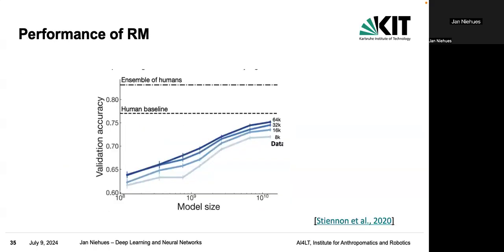How good does this work? Here are some examples. Here's the validation accuracy. One human gets a reward of roughly 0.8. If you use many humans, you get even better. And the nice thing is that the more data points you have, the better it gets, and the bigger your model is, the better it gets.